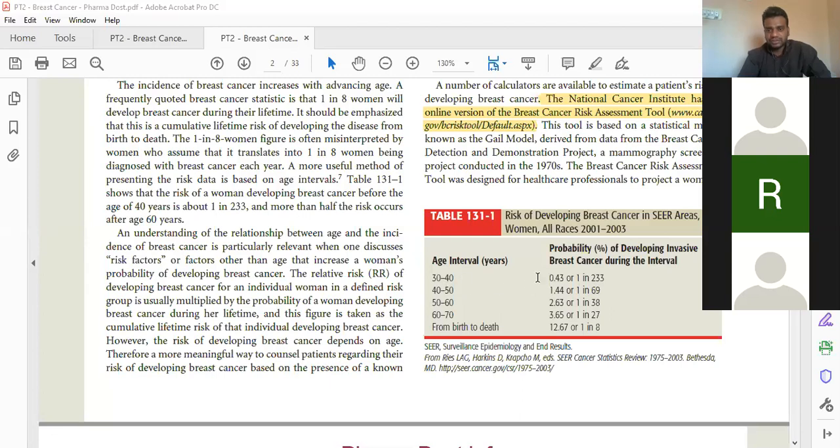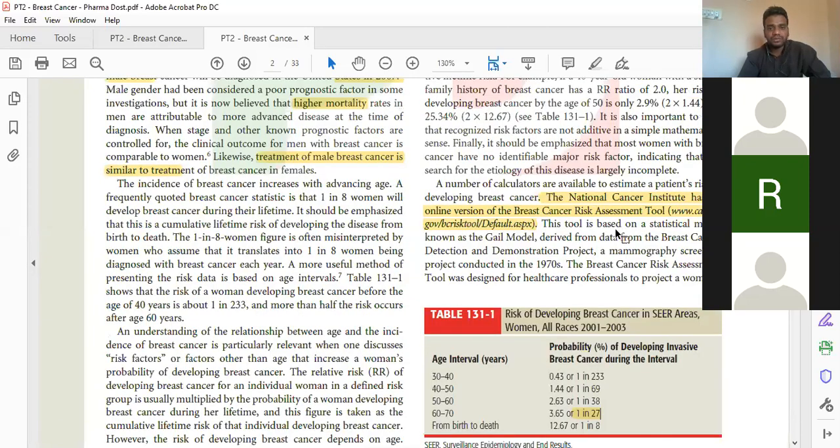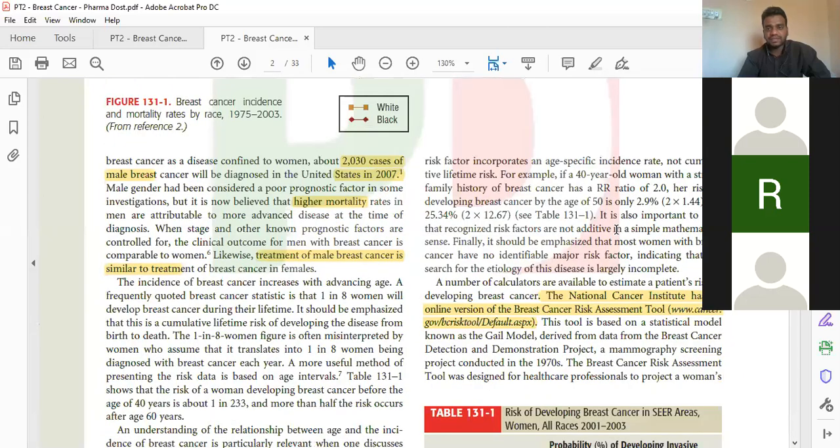If you see 30 to 40 years, the probability is 0.43 or 1 in 233. For age 40 to 50 years, 1 in 69. 50 to 60 years is 1 in 38. So the denominator is decreasing and the numerator remains constant. That means the risk is increasing as the age increases, isn't it? It is 1 in 27 for 60 to 70 years. That's quite high. So as the age increases, the risk is increasing. That's the moral of these two factors.